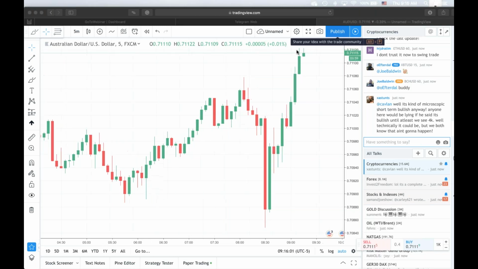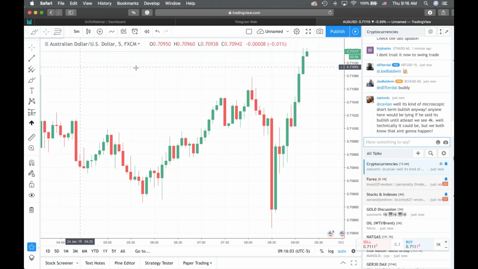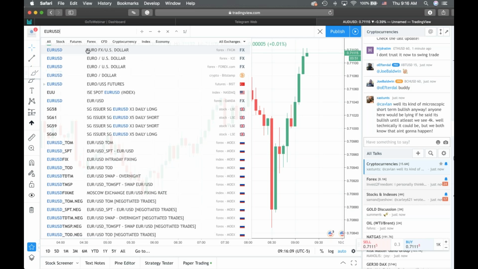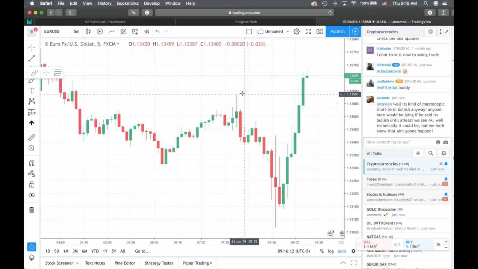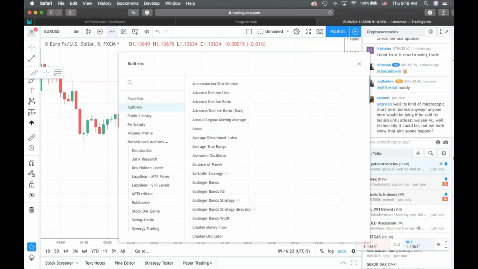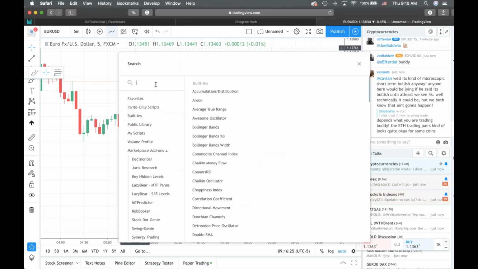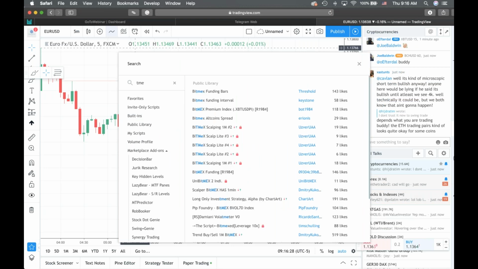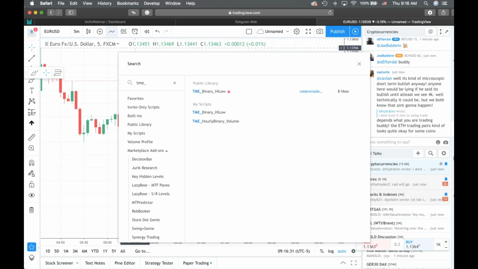This is my chart, the 5 minute Aussie dollar, US dollar. I'm just going to change it back to euro dollar because that's the easier way to go. I guess some of you already have access, but if you don't, it won't pop up on your screen. If you go and look for TME hourly binary volume, that's the 1 hour binary. If you don't have access to it, it will show like it's locked.